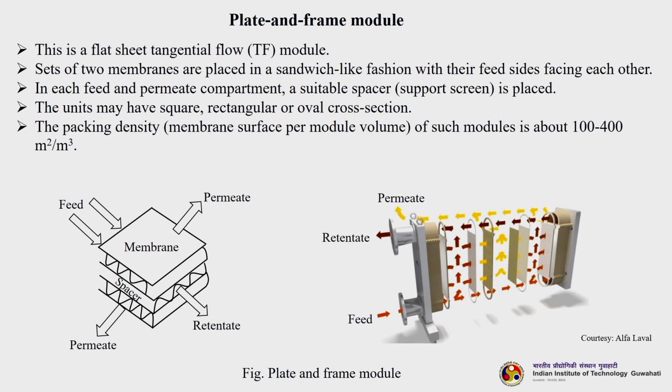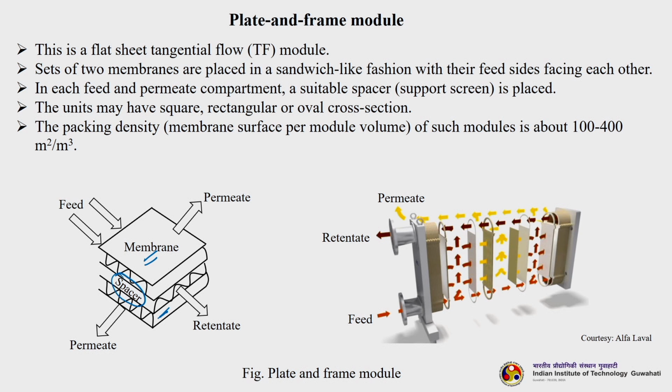So, what happens here is that sets of two membranes are placed in a sandwich-like fashion with their feed sides facing each other. You can see in this particular scheme, the top portion is also a membrane, the bottom portion is also a membrane, and what is provided here is a spacer. The spacer is a support screen, which divides the feed and permeate compartments into two separate divisions.